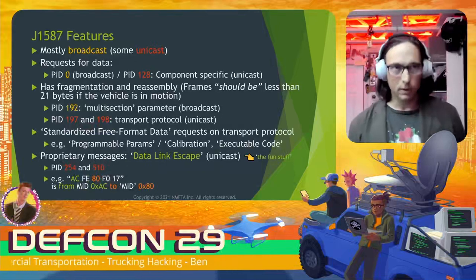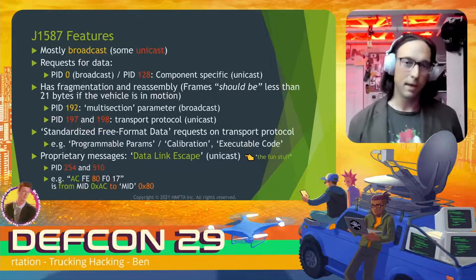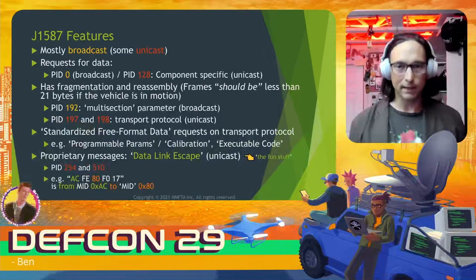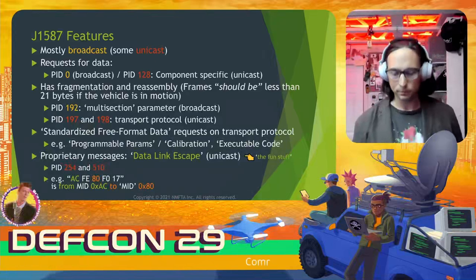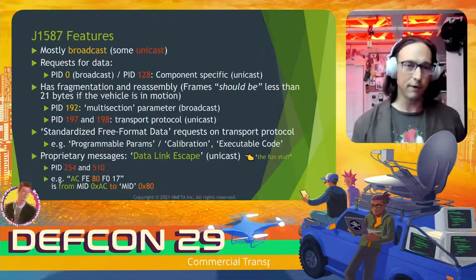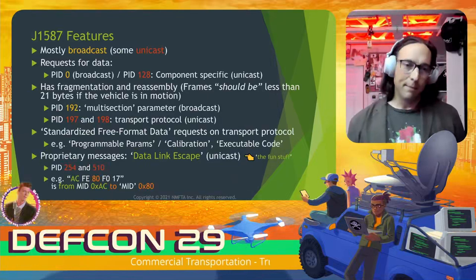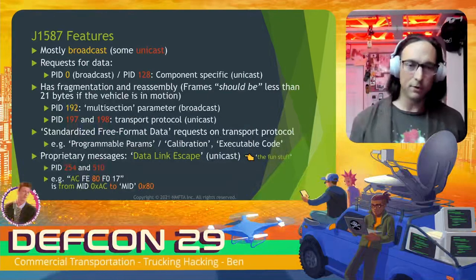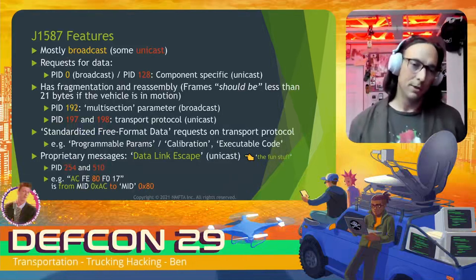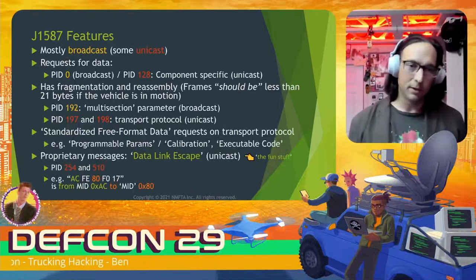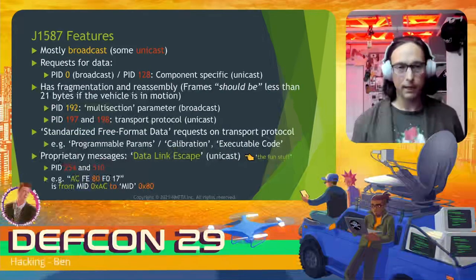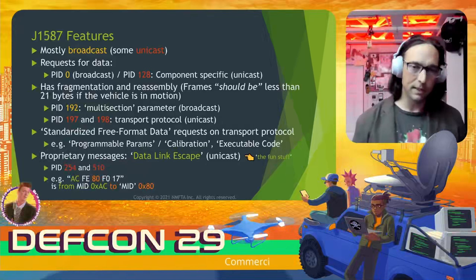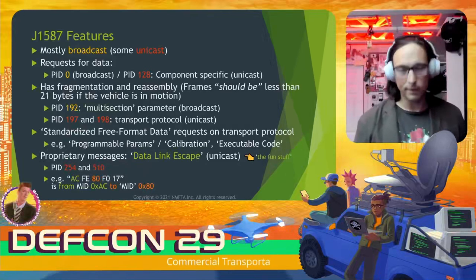There are, of course, since it's automotive, proprietary messages, and the proprietary messages are where the fun stuff happens. In 1587, this is called data link escape, and these are unicast. So they're made up by PID 254 and 510. An example message you might see is, you know, AC FE 80 F0 17 down here, which is a 254 PID being sent from MID hex AC to MID hex 80. And the payload F0 17 is what gets interpreted by the destination on the other end.